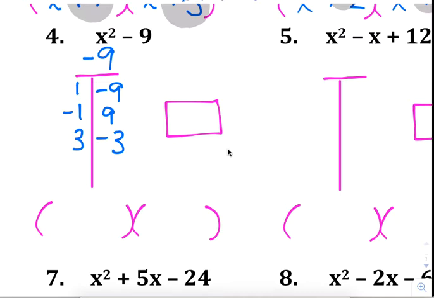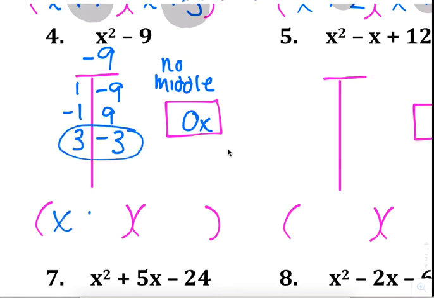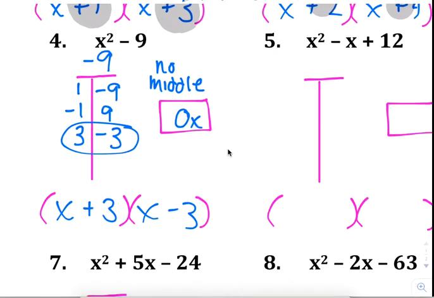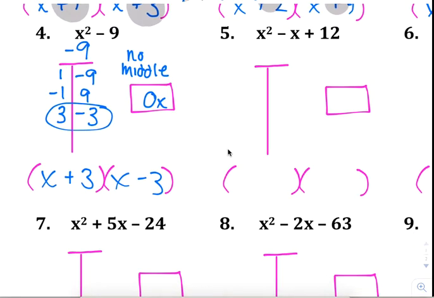The interesting thing about this one, though, is that there's no middle number. So when there is no middle number, you are trying to add up to 0x. What's the only way we could add up numbers to 0? They would have to cancel. So we're going to say x with a +3 and x with a -3. That's a difference of squares. They would cancel out. Okay? Let's try number 5. The number going on top is a +12.